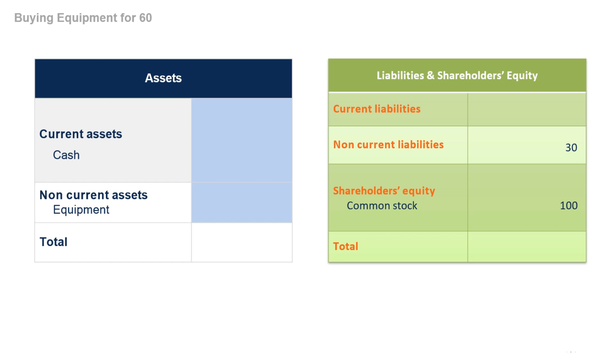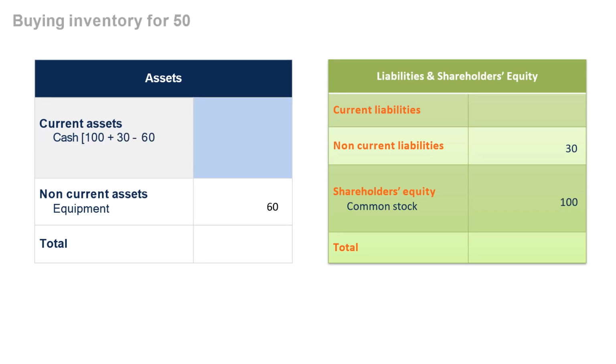Now, what happens when a company buys equipment for 60? What this means is that the cash will reduce, of course, by 60. From 130, we now have a reduced balance of 70. But at the same time, a non-current asset, which is the equipment, has increased by 60, leaving us with a balance sheet balancing at 130 for both the asset side and the liabilities and shareholders' equity side.